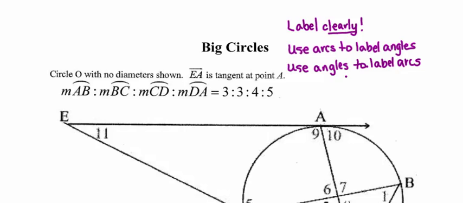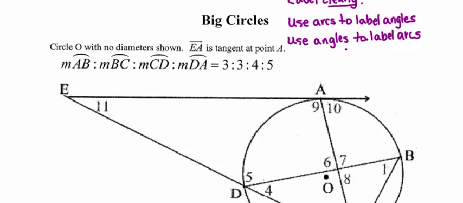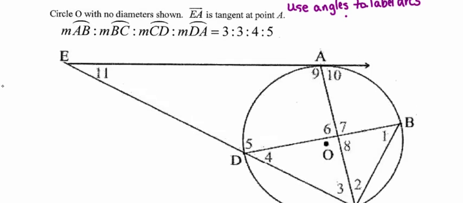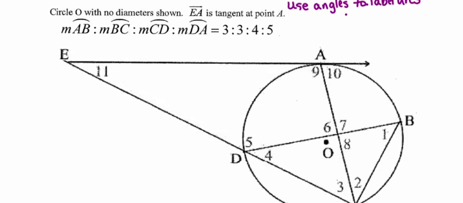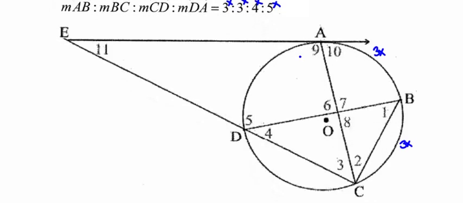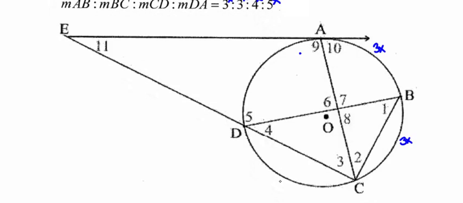All right, so in this problem, we're given circle O, which has no diameters. We're given a tangent to the circle at point A, and we're given that the ratios of the measures of these arcs are 3 to 3 to 4 to 5. I'm going to stick an X on each one of these, and then I'm going to go label them in the picture. So arc AB is represented by 3x, arc BC also by 3x, arc CD can be represented by 4x, and arc DA by 5x.